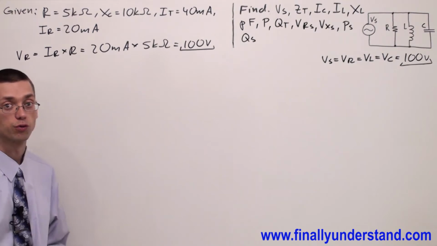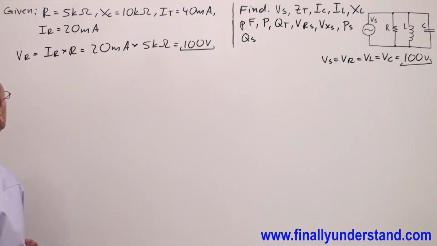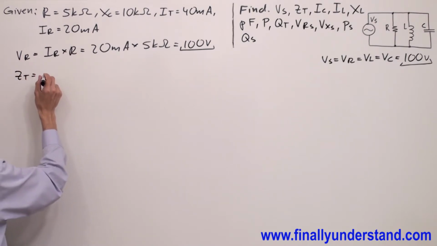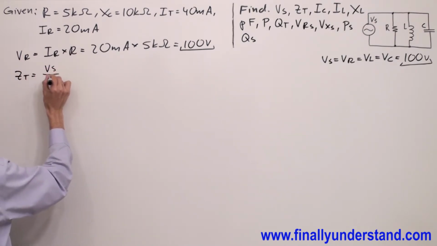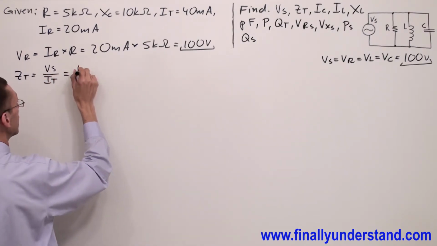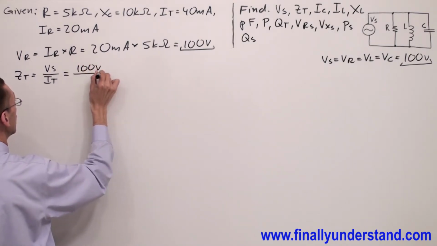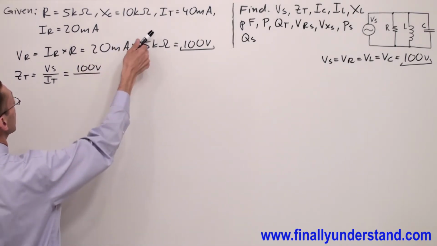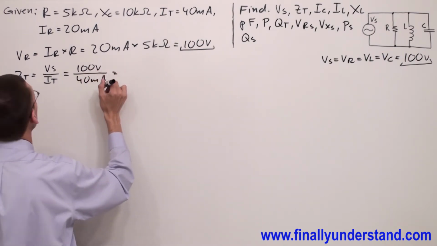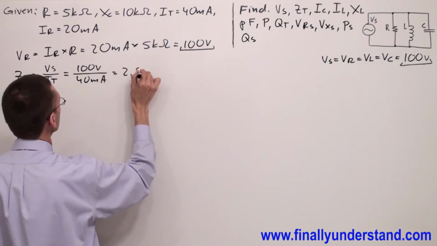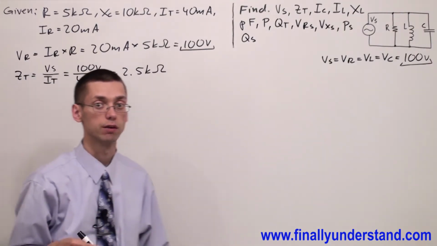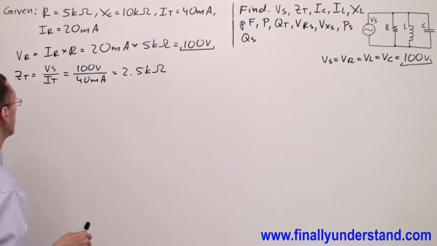Next, we're supposed to find Z total. Z total equals the voltage source over I total, where the voltage source we found is equal to 100 volts, over I total, 40 milliamps. This is equal to 2.5 kiloohms. But please notice that we do not have the angle. We have to find the angle.